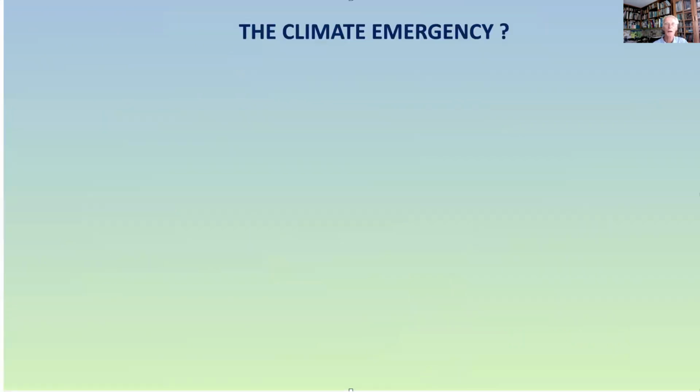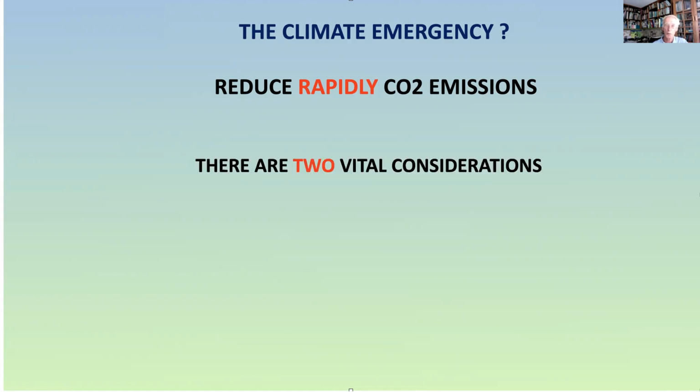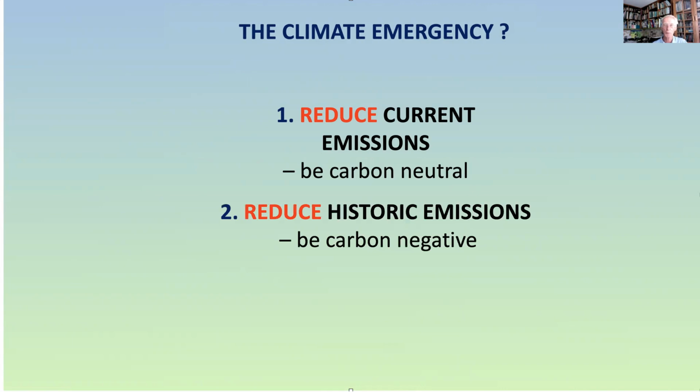Well, we have a climate emergency. So how should we move? We need to reduce rapidly CO2 emissions. But there are 2 vital considerations. So let's look at these 2 points. The first is we need to reduce current emissions, in other words, be carbon neutral. This means changing our lifestyle, but also we need to reduce historic emissions to be carbon negative.